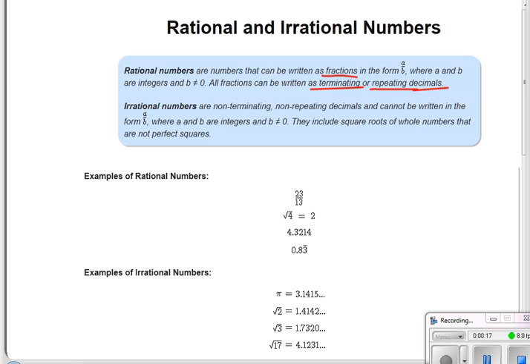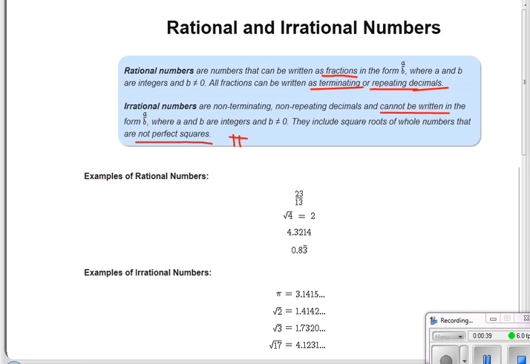So an irrational number is basically a number that can't be written as a fraction. As a decimal, normally they're not perfect squares. Other types of irrational numbers would be pi. Pi goes on forever, it never terminates, it never repeats.